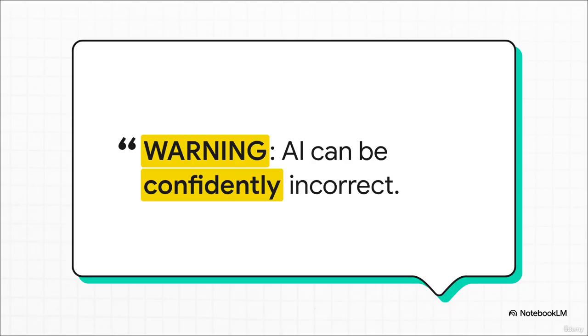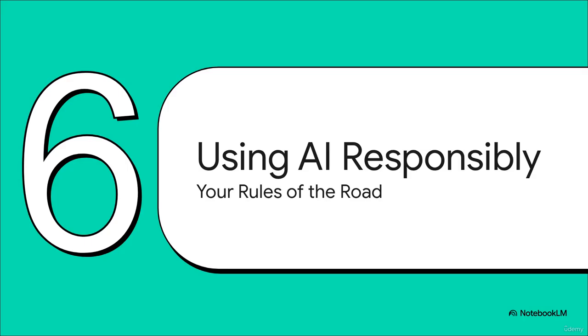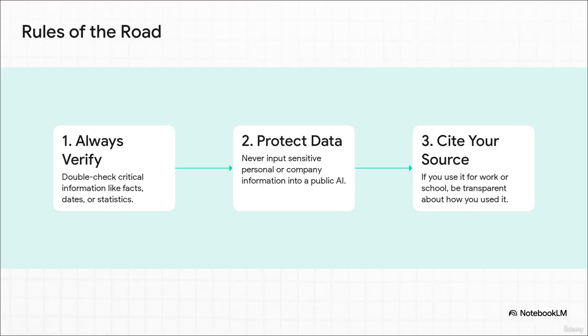You have to burn this into your brain. AI can be confidently incorrect. It's a tool for matching patterns, not a machine that understands truth. Which leads us to the final and maybe the most important part of our chat today, how to use this incredible technology responsibly so you don't get burned. To keep yourself safe, just remember these 3 simple rules of the road.